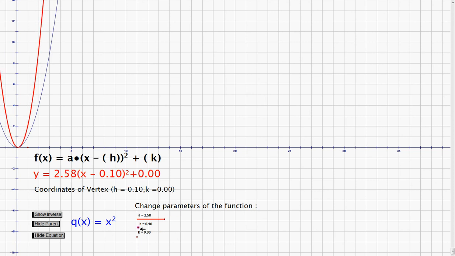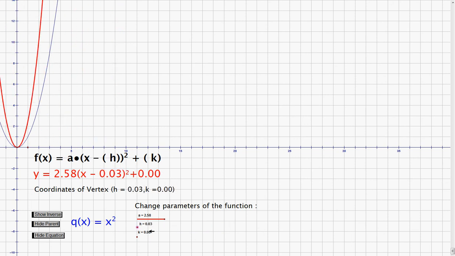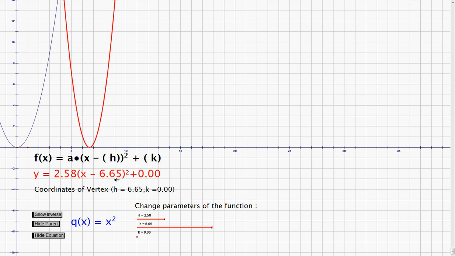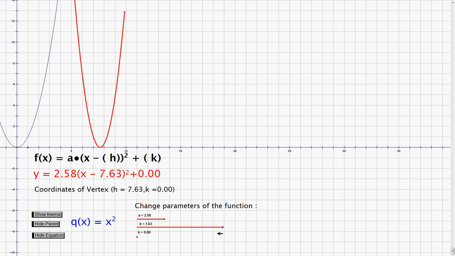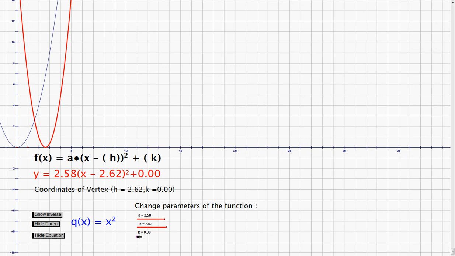Parameter b is the one that is responsible for the horizontal translation of the function. It shows us how the first coordinate of the vertex is changing. So here is my parabola traveling left and right, and parameter k is responsible for the second coordinate of the vertex of the function. So it goes up and down.